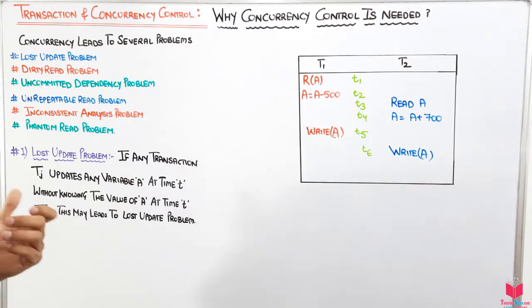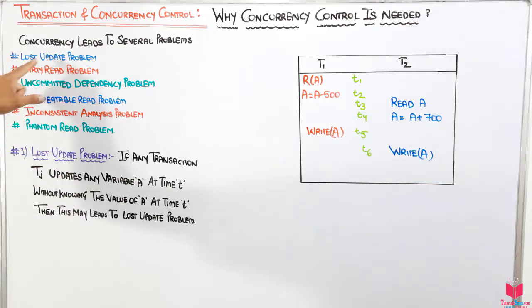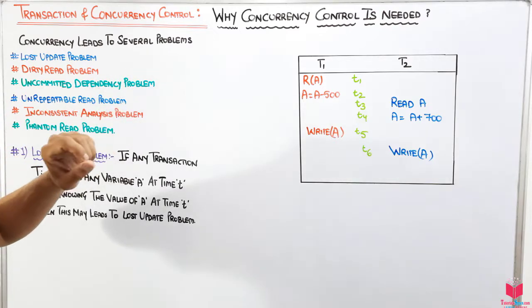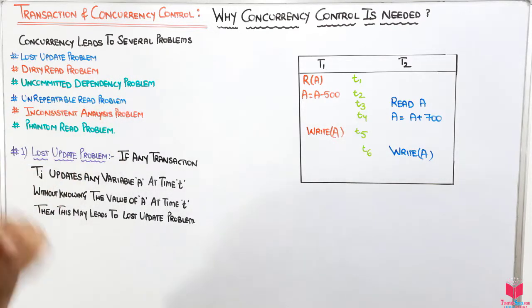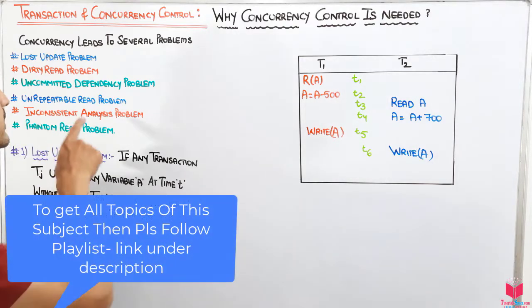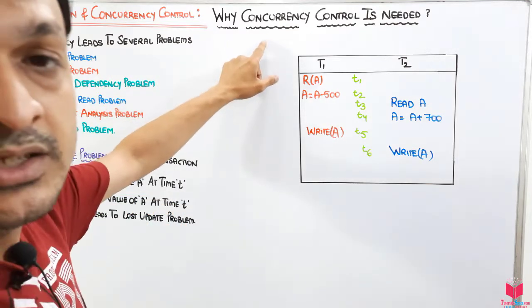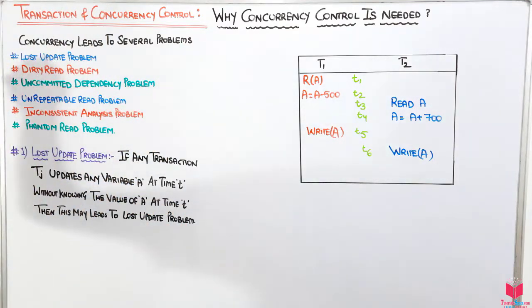Concurrency leads to several problems: lost update problem, dirty read problem, uncommitted dependency problem, unrepeatable read problem, inconsistent analysis problem, and phantom read problem. These are the 6 problems which come with concurrency. We will study every problem one by one in every video.